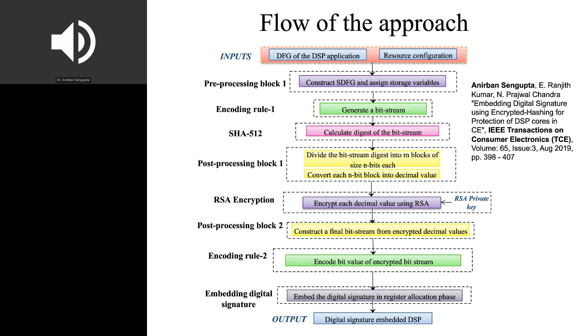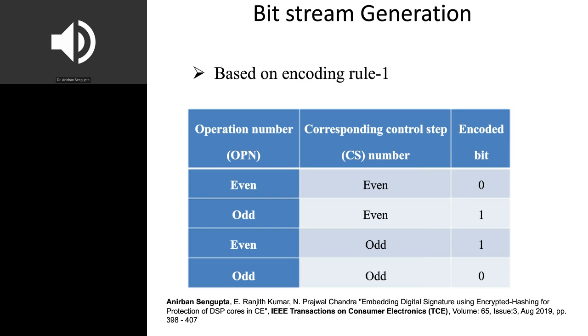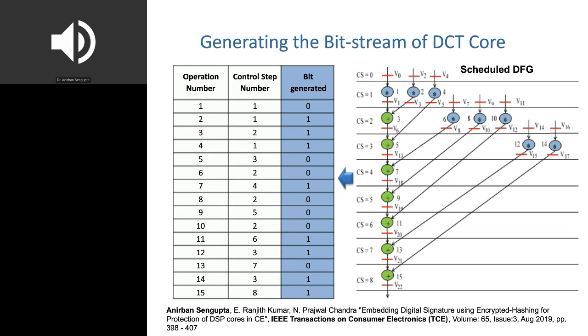So this slide just shows an example of one of the encodings. For example, if the operation number and the control step have the same parity, then it could be given an encoded bit value of 0, while if they have different parity, then it could be given a bit value of 1. And this just shows an example of the bit stream generated for a DCT code. For example, if you have 15 operations in an 8-point DCT, then of course it will be a 15-bit generated number, because every operation has a respective bit value attached to it.